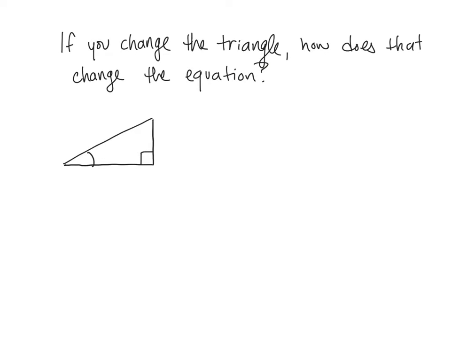So if you change the triangle, how does that change the equation? For example, if you had a Ferris wheel that had a 50-foot radius, because it's gianter, and then maybe Carlos was sitting at 42 degrees up.